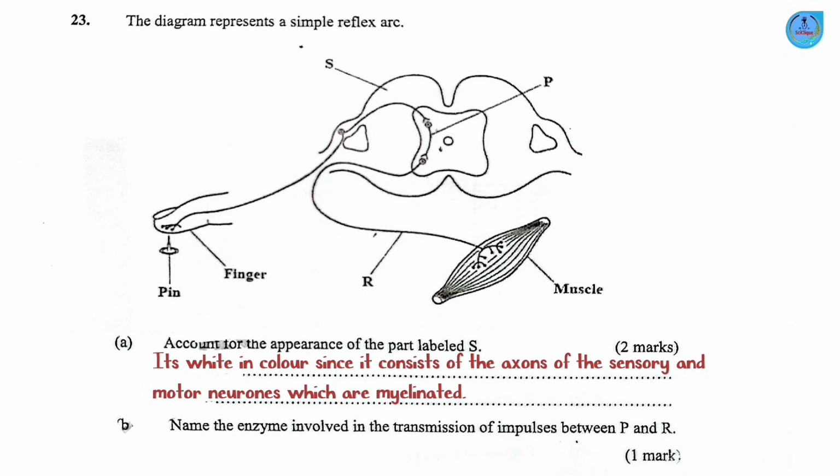Part B, name the enzyme involved in the transmission of impulses between P and R. The enzyme is cholinesterase.